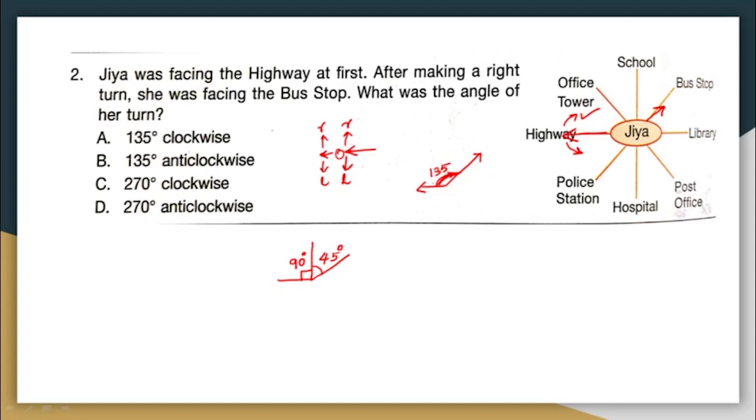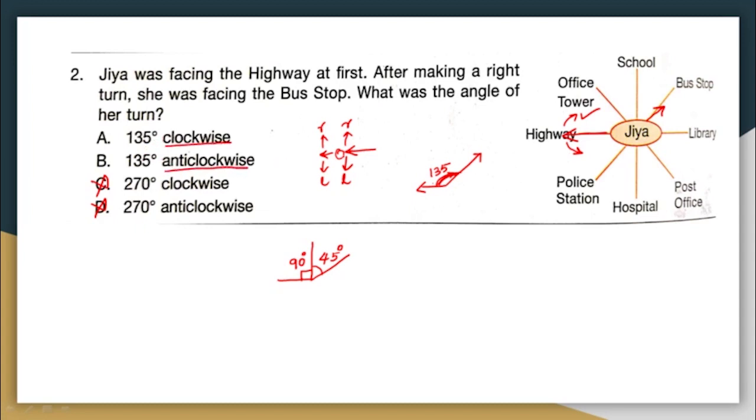And next they are asking, is it clockwise or anti-clockwise? See, when you know the answer is 135 degree, you know these two options are definitely wrong. They cannot be correct. We are left with these two options. Now, how to choose which is the correct one? Again, you need to know whether it is clockwise or anti-clockwise. How do I find that out?